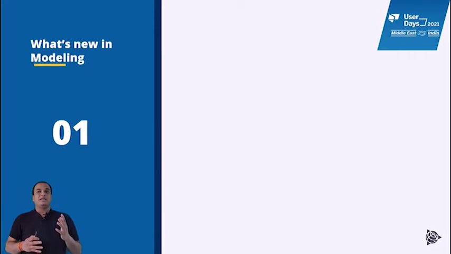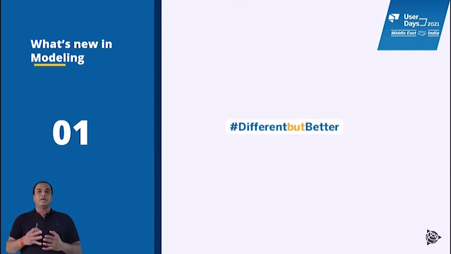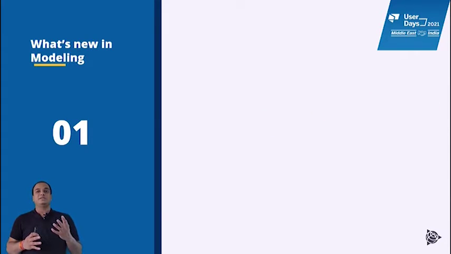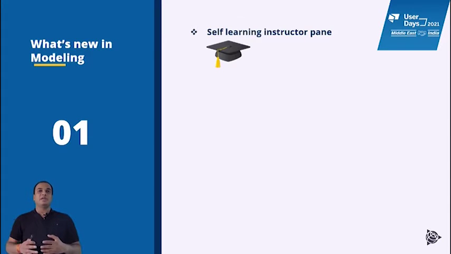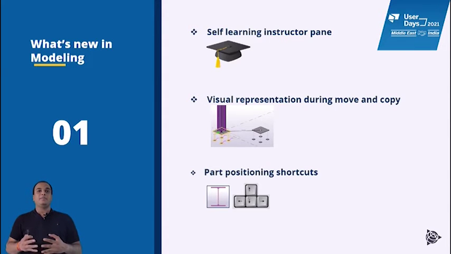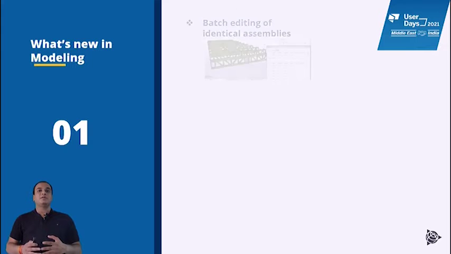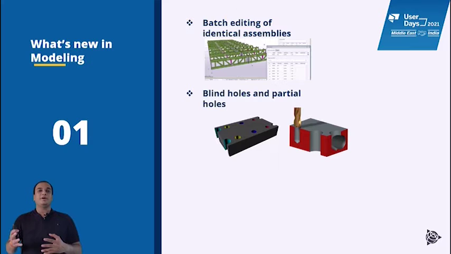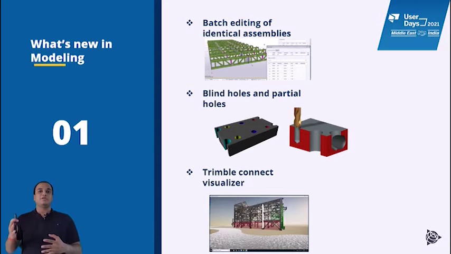Although modeling in Tekla Structures was already much faster, following our new tagline for Tekla Structures 2021, hashtag different but better, we came with several new features to make the modeling work easier. Here we are going to discuss some of those features: the instructor pane, visual representation during move and copy, part positioning shortcut, the batch editing of identical assemblies, blind hole and partial hole, and the Trimble Connect visualizer.